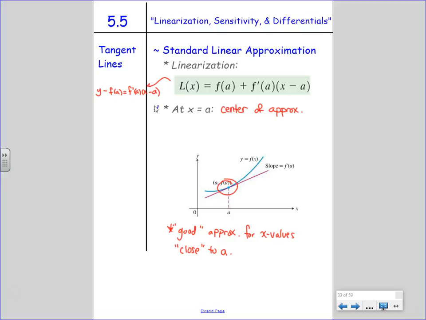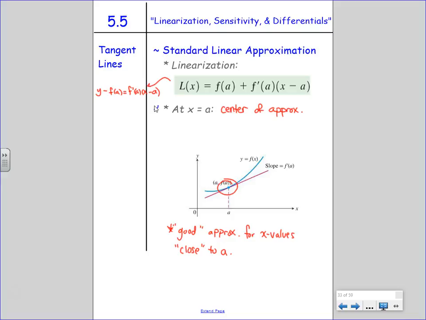We can't always find the exact value. Not all functions are easy to find exactly, and you'll see an example in just a second. So a local linear approximation, or a tangent line, can be used to approximate values close to A. But where does it break down? Fairly quickly it starts breaking down, in the sense that values on a tangent line are going to be apart from values on the function itself.